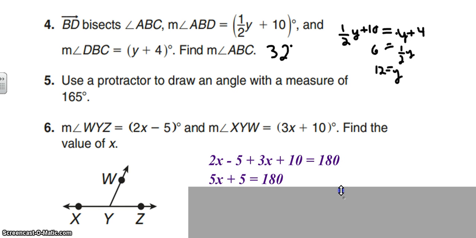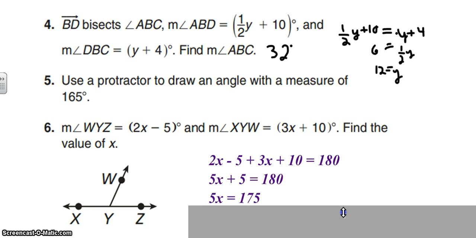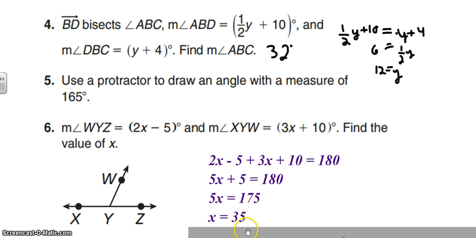Combine your like terms, 5x plus 5 equals 180. And now let's isolate x. Subtract 5 and divide by 5. And we have x equals 35. Now is that the question? Find the value of x. Yes it is. So x equals 35 and we're done.